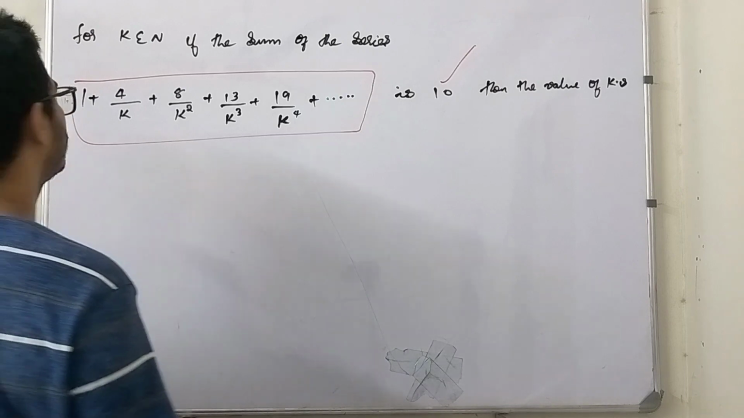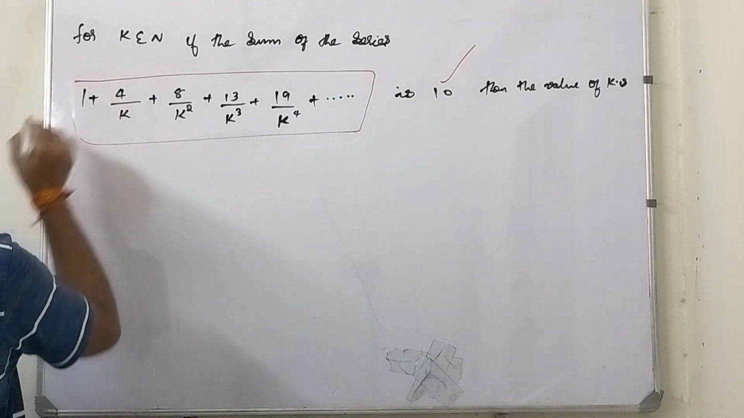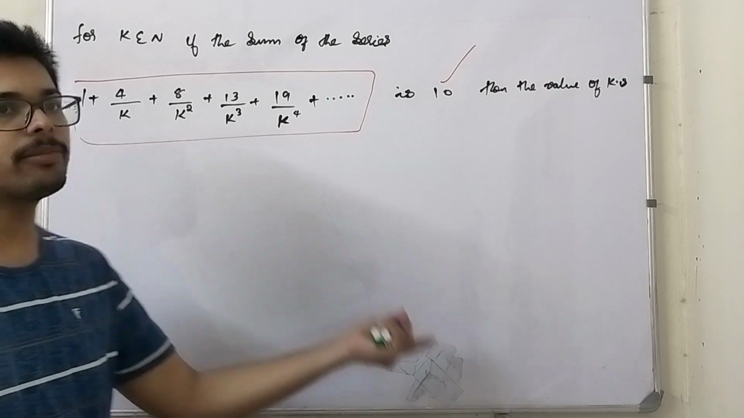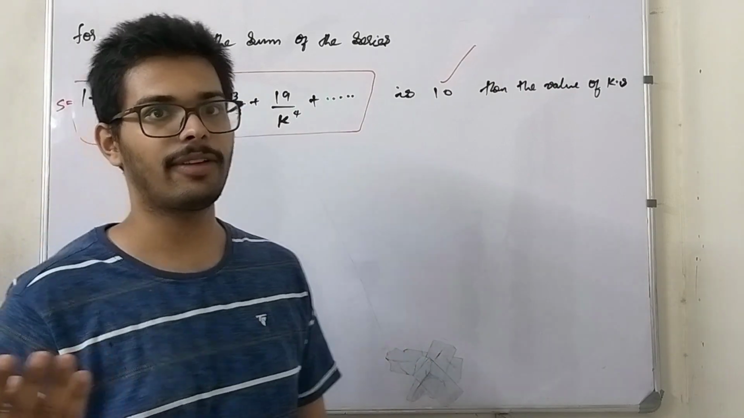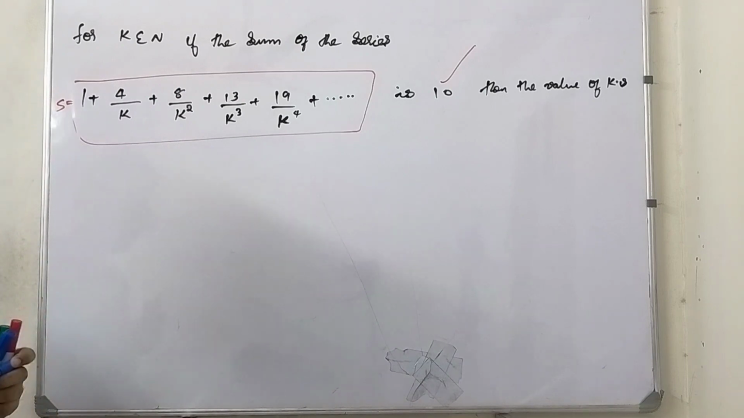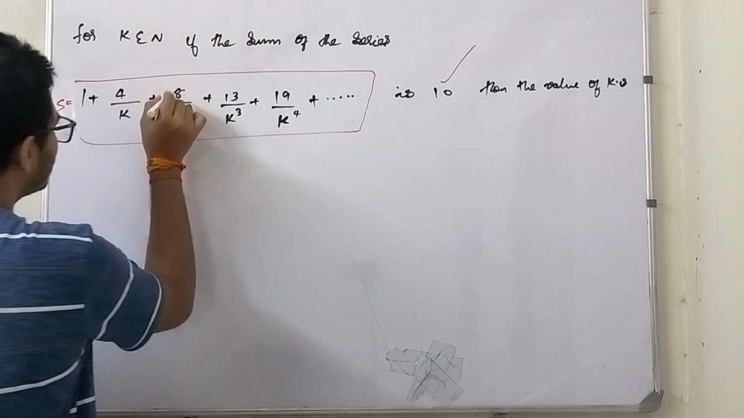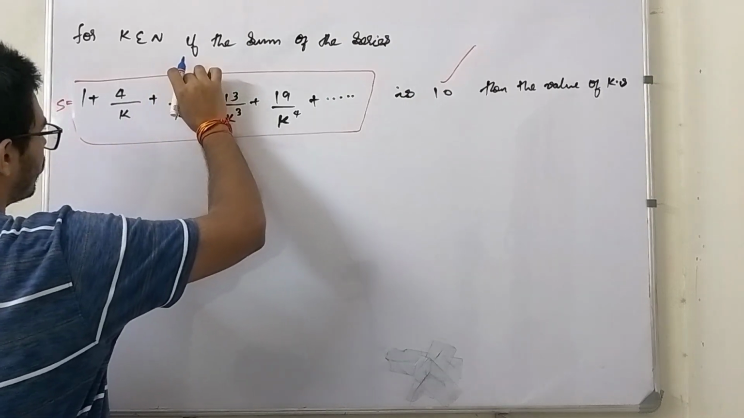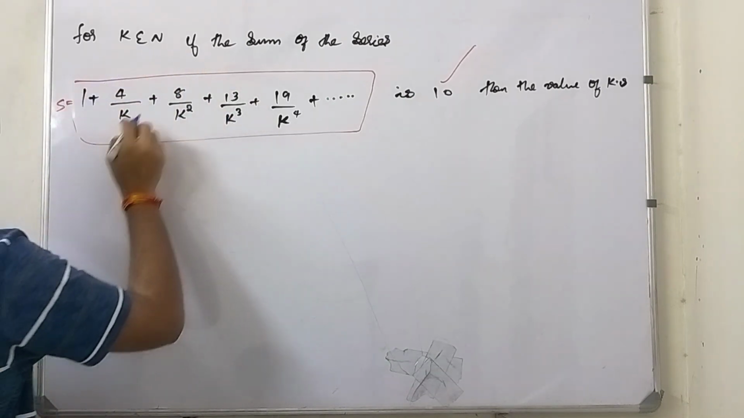Now we can solve this series. Let S be the series. I am calling this series S. Now, how can you solve this series? This series is not an arithmetic progression, not a geometric progression, not even an arithmetico-geometric progression. But if you observe carefully, what is the difference of two consecutive terms, only the numerator part?